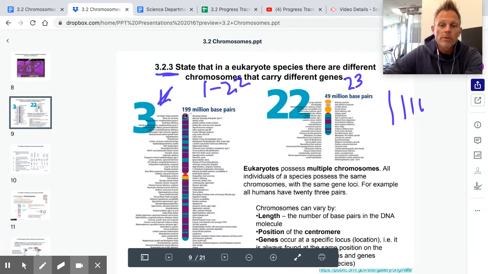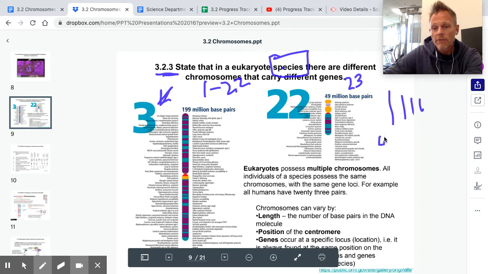So chromosome number 3 is going to have a different set of genes than if we looked at chromosome number 22. So that's what that's saying. You have chromosomes, and they carry different genes. However, sometimes IB will carry this a step further. The whole species thing, that chromosome number is specific for each species.